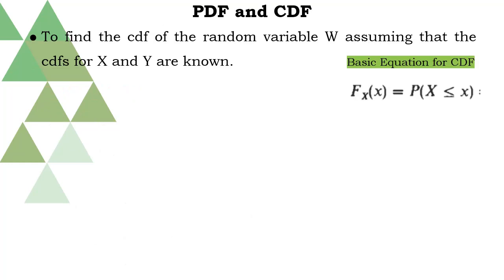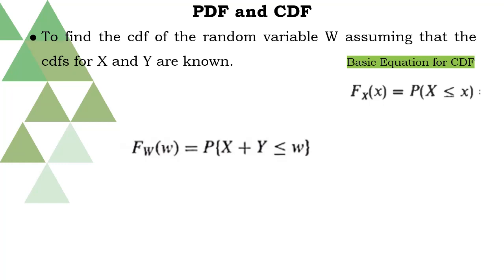We have already calculated the mean and variance of the random variable W. Now we are going to find the PDF and CDF of the random variable W, assuming that the CDF and PDF of the random variables X and Y are known. The first case is the CDF. We know that the basic equation for the CDF is F X of x, which is equal to the probability of X less than or equal to x.